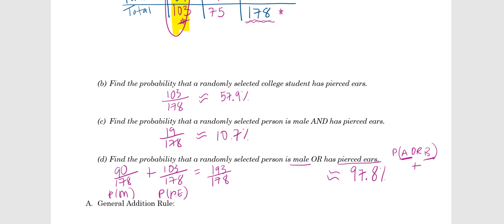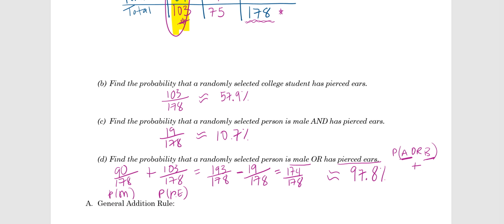So to make up for that, I'm going to take my 193 and subtract one of those 19s out because I counted 19 twice. And when I do that, I should end up with 174 out of 178, which should give me 97.8%.